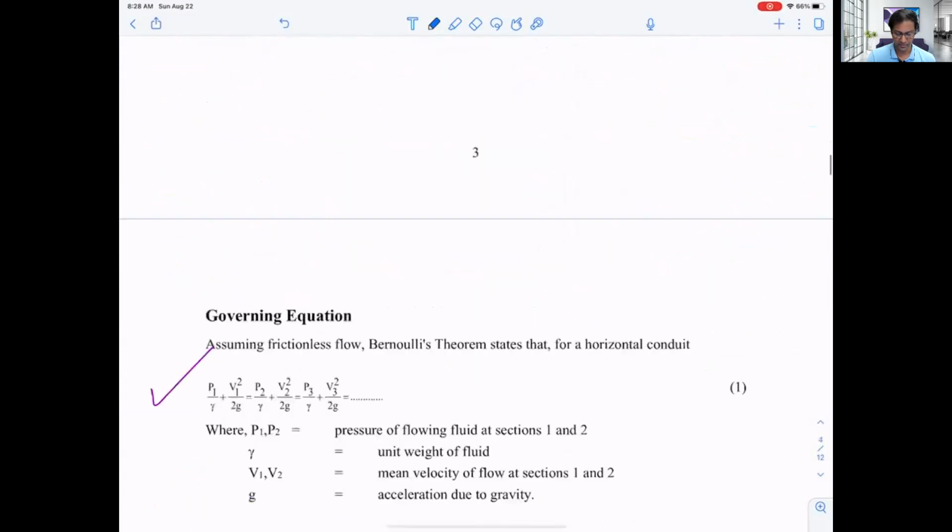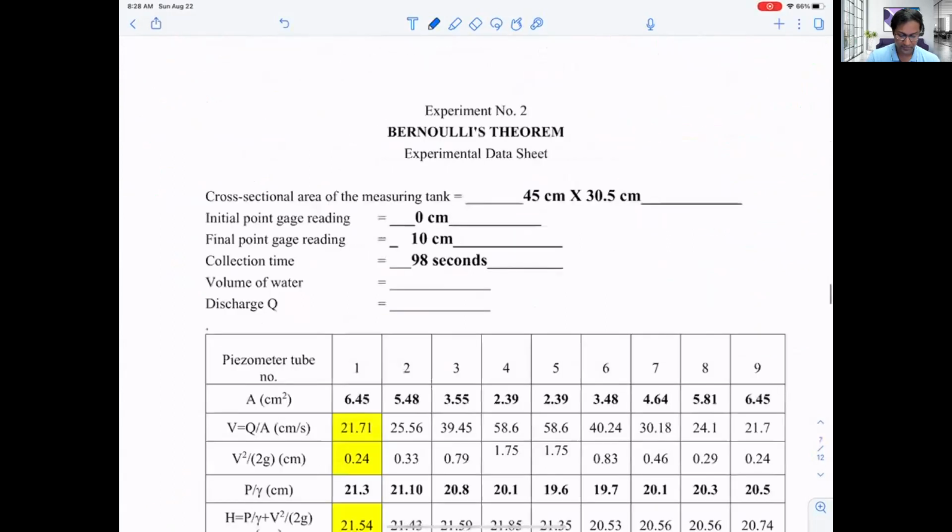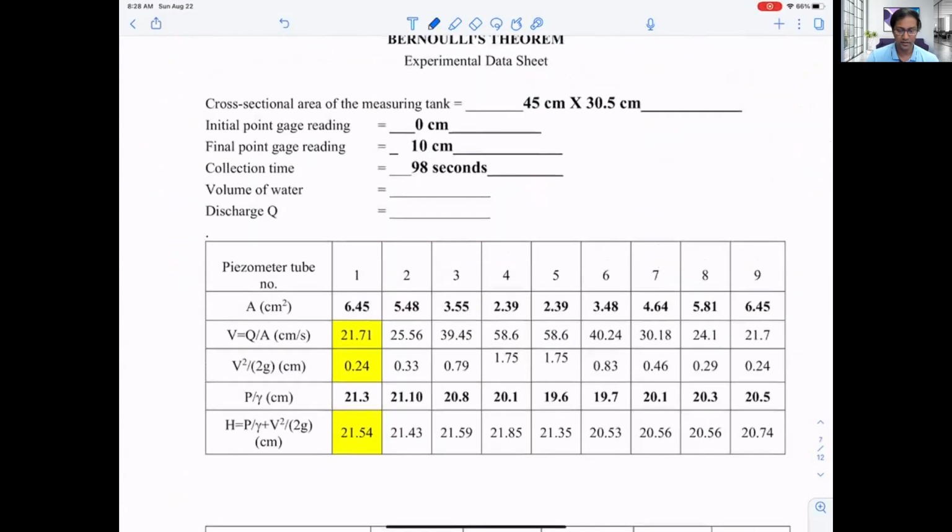We're calculating the volume. So here it is. That is 45 centimeter into 30.5 centimeter, right? That is the cross-sectional size. And the initial point gauge reading, because when I'm measuring this tank water, at the beginning it is 0 and the final one is 10. So we have total 10 centimeter of water. That's why it's 0 and 10. We have 10 centimeter height of water. And for storing water for 10 centimeter depth inside that tank, we spent this time in 98 seconds.